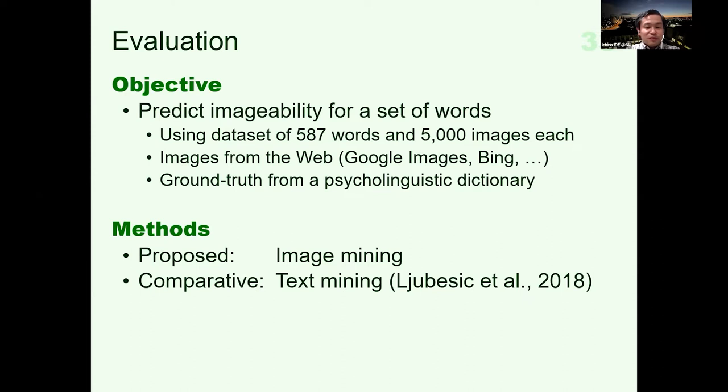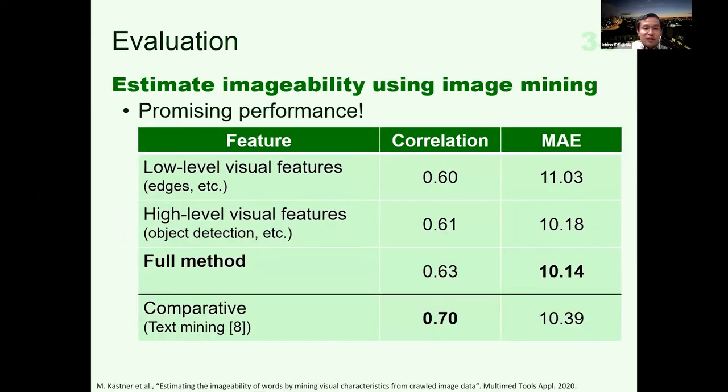Okay, so for the methods, the proposed method uses only images. The comparative method only uses text. There is actually a similar work that uses only text. Okay, so the result looks like this.